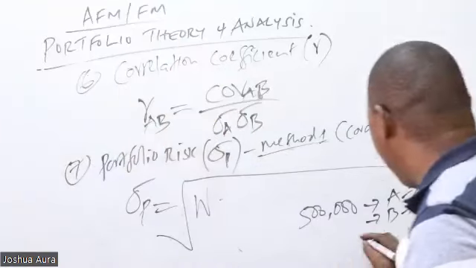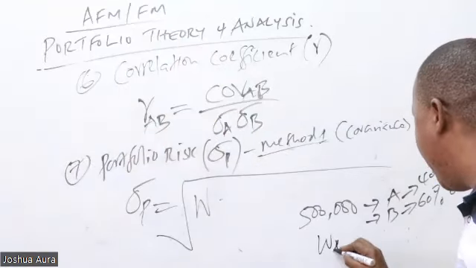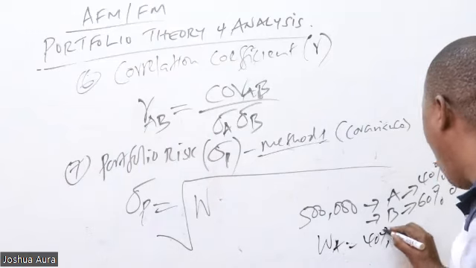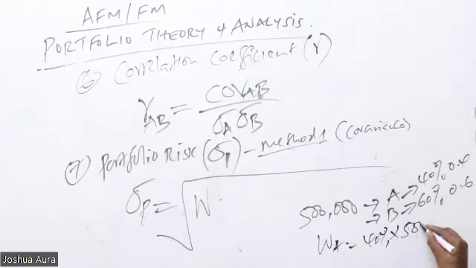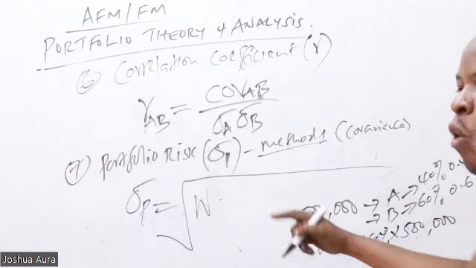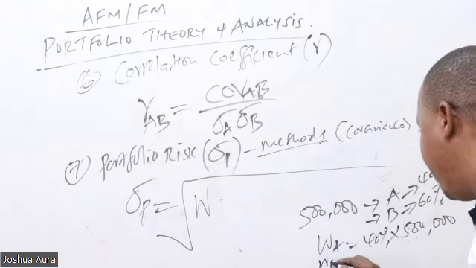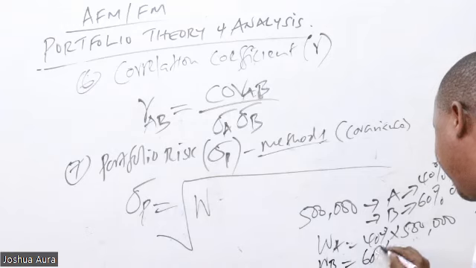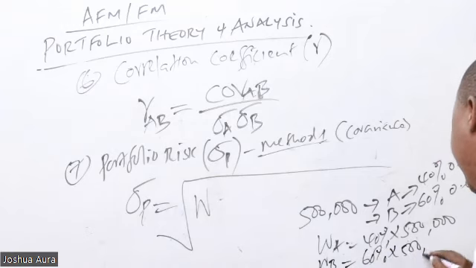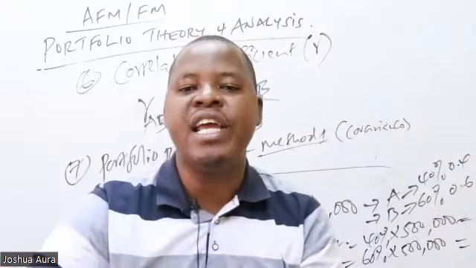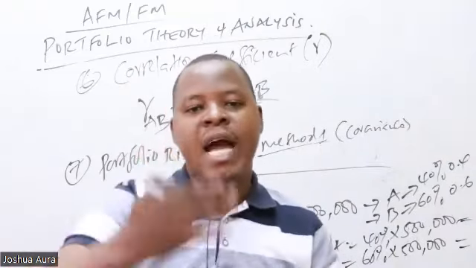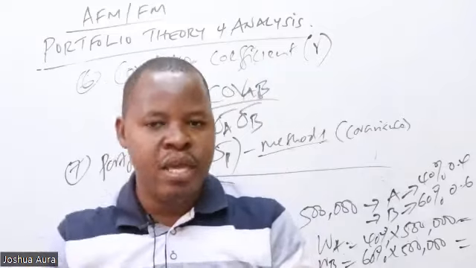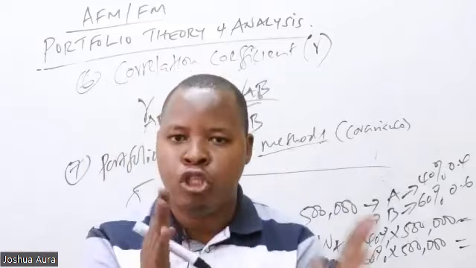Now, how do you get the weights? So the weight of A, you will take 40% of 500,000, you will see what the share is. Then the weight of B, you will take 60% of the 500,000. Then you will see how much you are investing in security A and how much you are investing in security B. That is how you get the proportion.